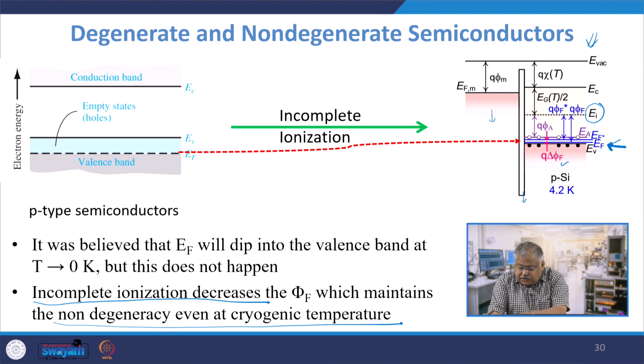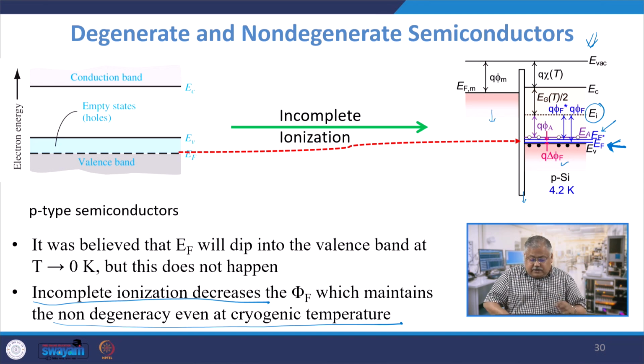There are two blue lines, if you see very closely. This is one blue line here, another is this blue line. I would have actually got EF. In reality, I get EF star. EF star is slightly away from the valence band. Don't look into other things, you will get confused unnecessarily.